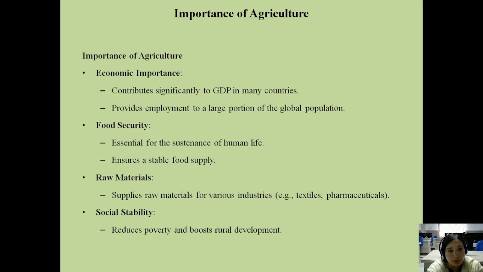Agriculture provides you food security during times of scarcity and emergency conditions in your life. It is essential for the sustenance of human life and ensures a stable food supply, because we are growing crops in the agriculture sector. The maximum population of India depends upon the agriculture sector, so that provides us food security. We have enough food to survive and live a human life, and a stable food supply.